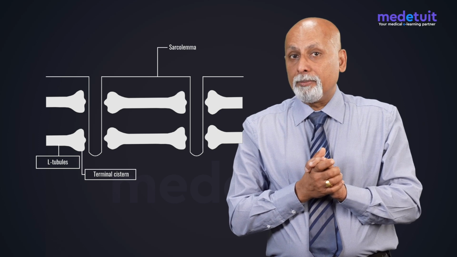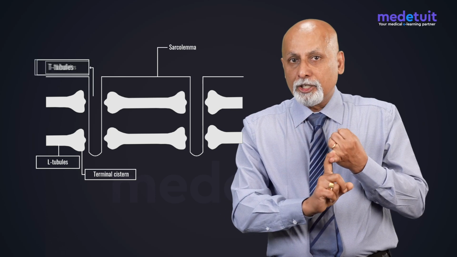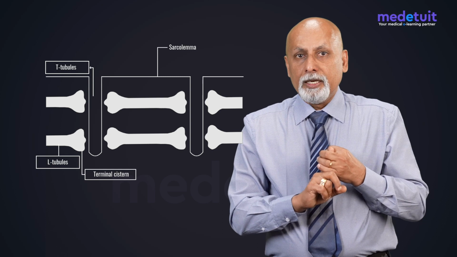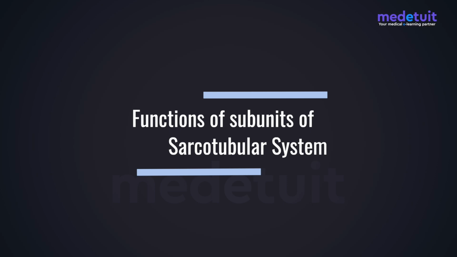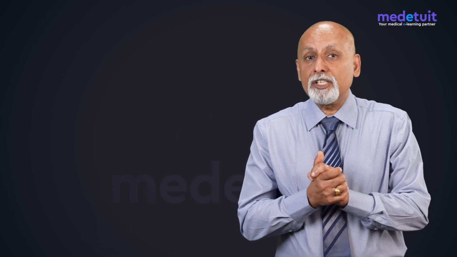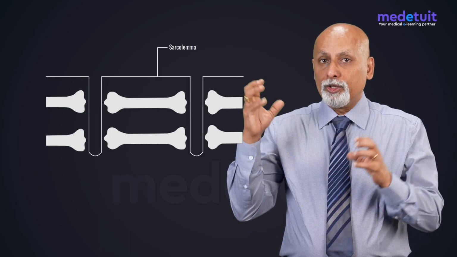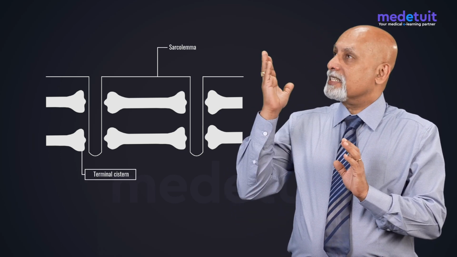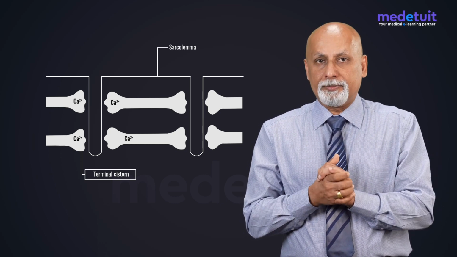So, sarcotubular system mainly consists of three units. What are they? A T tubule, L tubule and terminal cisterns. Now, let us see the functions of these subunits of sarcotubular system. As you see there, the terminal cistern, I told you, are expansions of L tubule. What do they do? You can see that they store the calcium which is used for the muscle contraction.